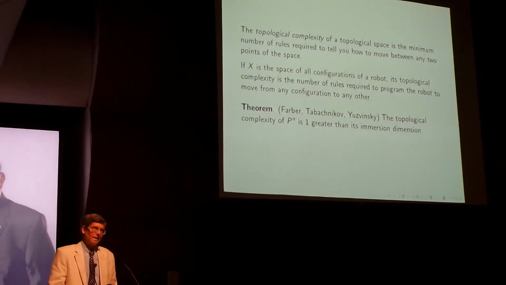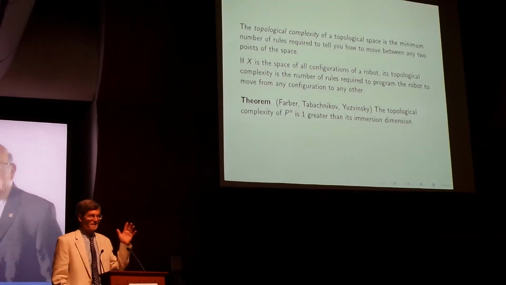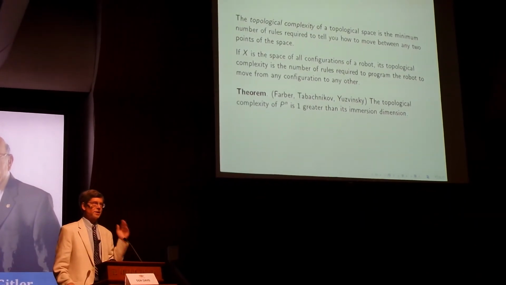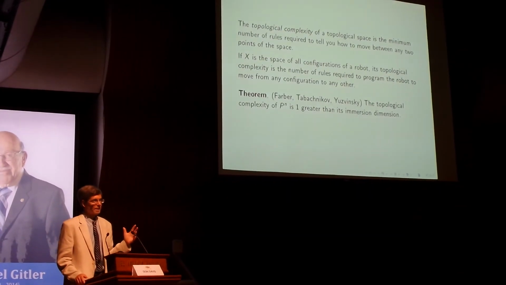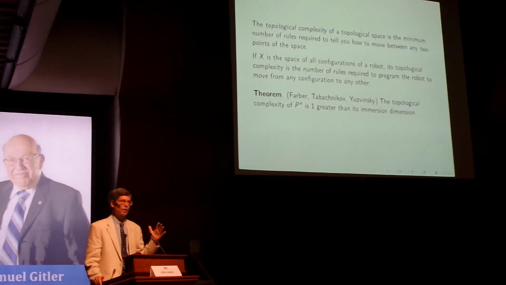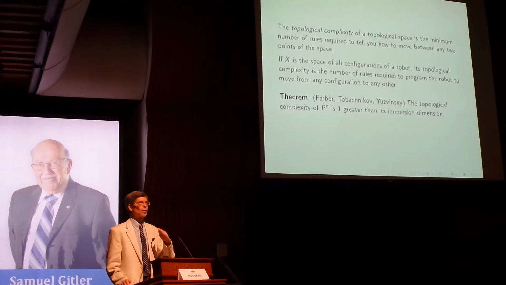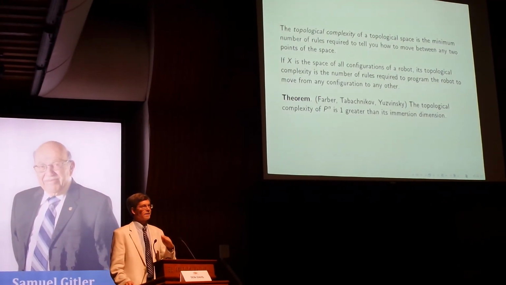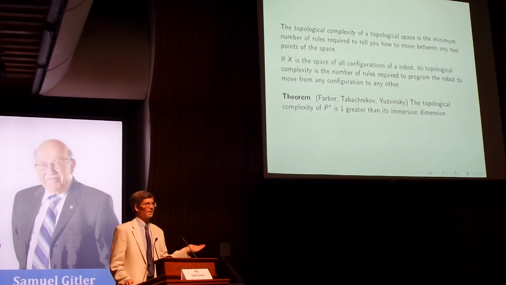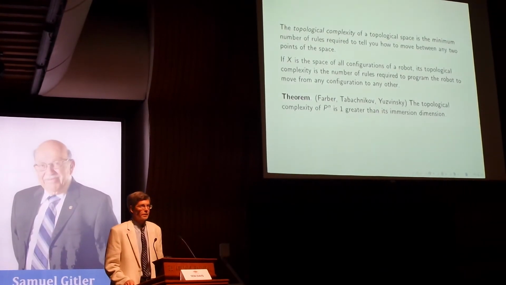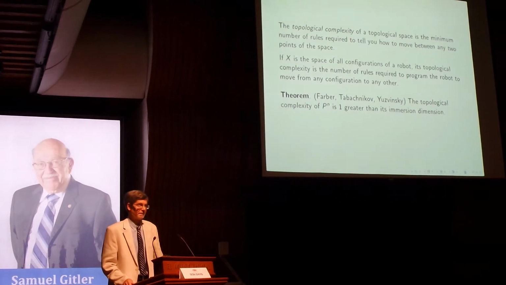Well, projective space is the set of lines through the origin in R^(n+1). So this topological complexity is how many rules are required to move from one line in R^(n+1) to another. I don't think that's a very useful robot, probably.